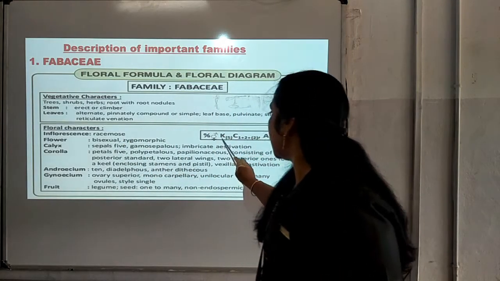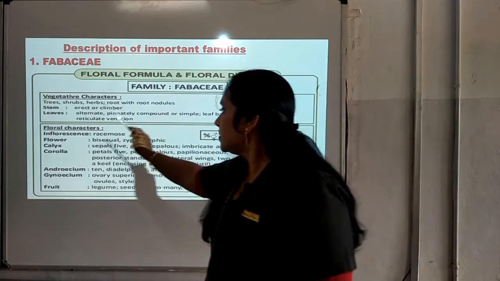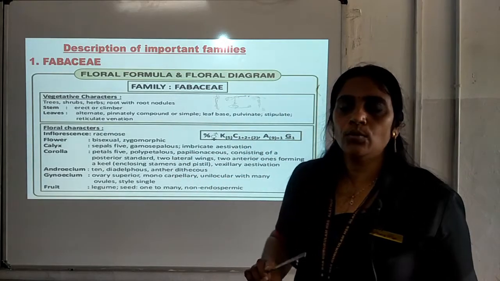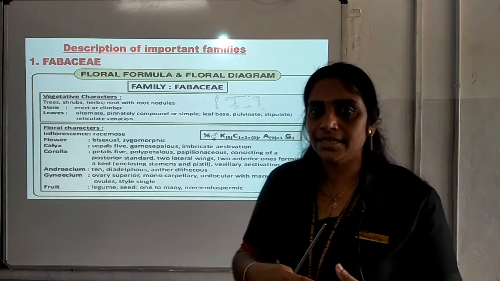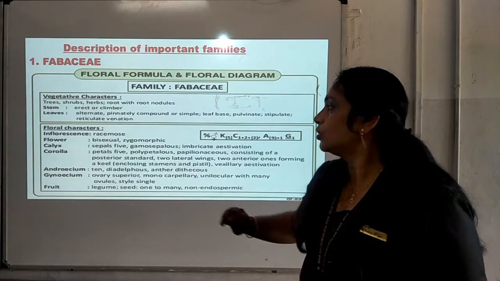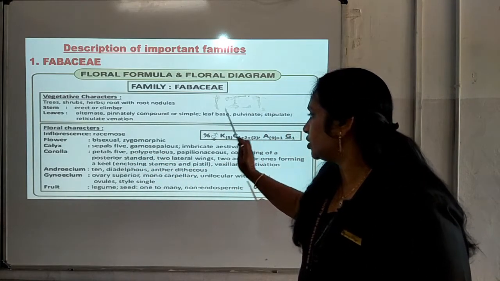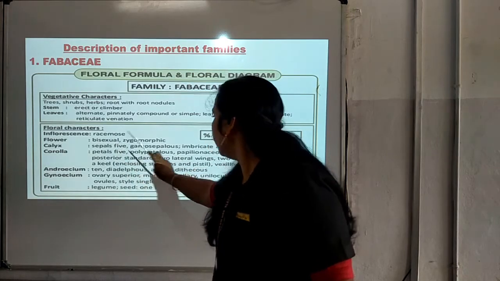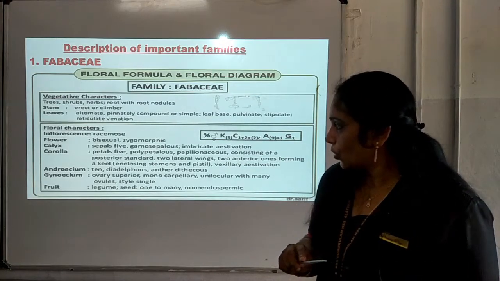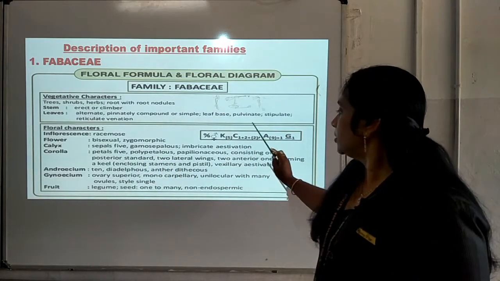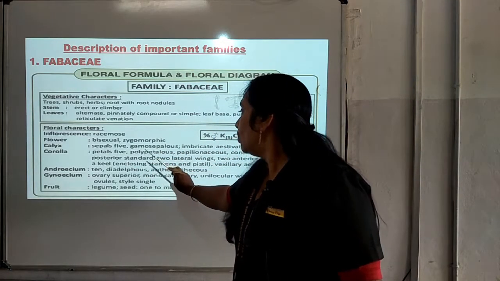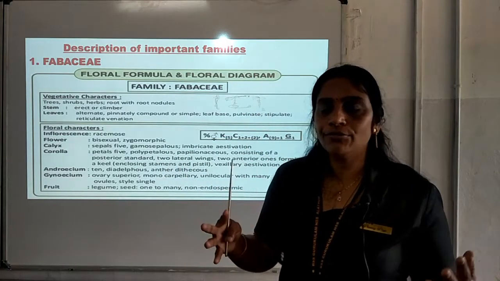Now, related to calyx, the symbol is K, and it has been said that sepals are 5. So, sepals are 5. Gamosepalous, already we know what gamosepalous is, that is the sepals are united, they are fused. So, a bracket is given there, isn't it? And imbricate aestivation we cannot show in the case of calyx. So, we can only show sepals are 5, and gamosepalous, it is united. Okay. Now, in the case of corolla, petals are 5. Corolla, the symbol is C, and it has been said that petals are 5. Polypetalous means they are free from each other.